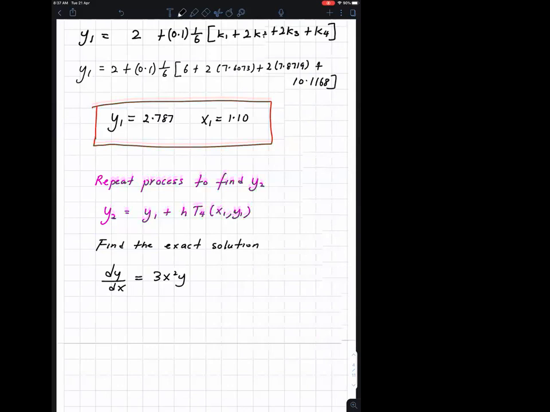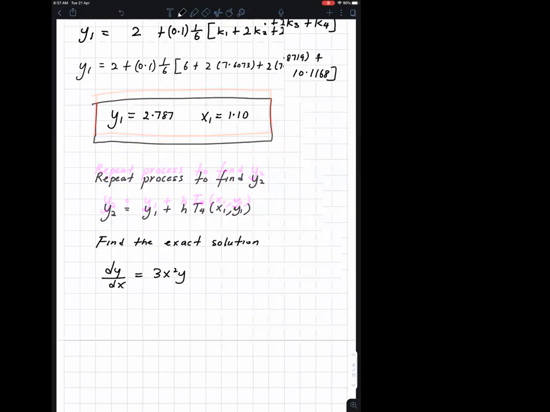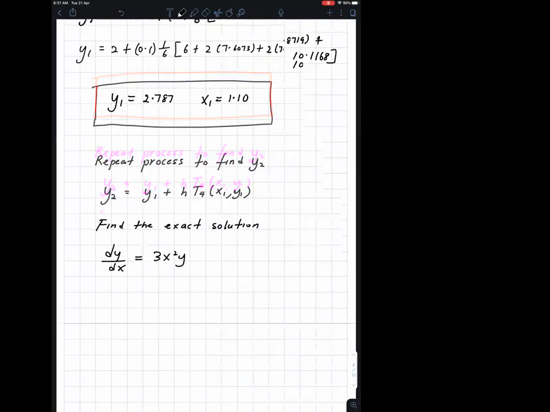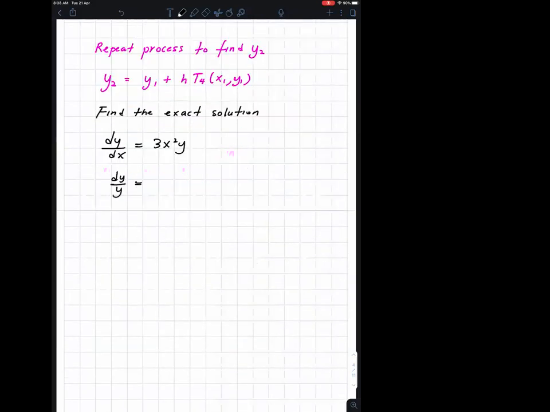You guys know how to do this? I'm pretty sure you know. Maybe if you have forgotten, this is a separable equation. Okay, 3x squared dx. Correct? Separable, right? Separable. Yes, sir. Anybody saying no, sir?